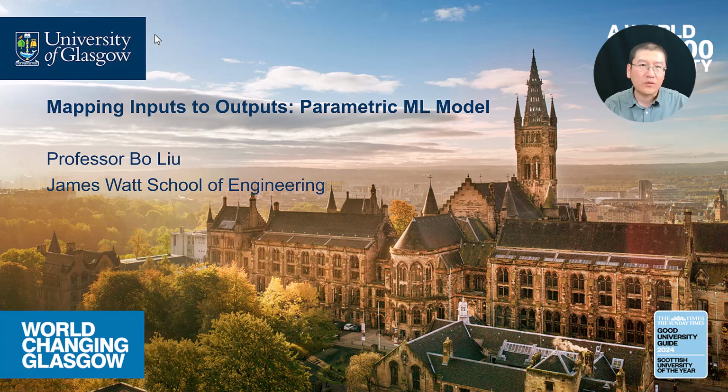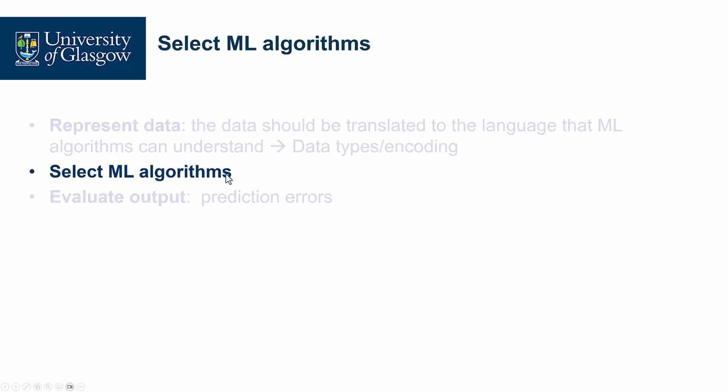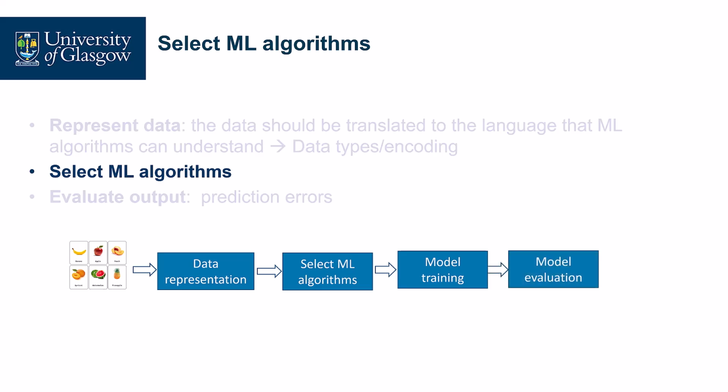In this session, we will talk about the parametric machine learning model. As we have seen in the machine learning procedures, we first have a training data set, then we represent them, then we select machine learning algorithms. After that, we do the model training. When the model is trained, we evaluate the model. So this is the procedure. In the last session, we finished the data representation. This session, we will focus on selecting machine learning algorithms.